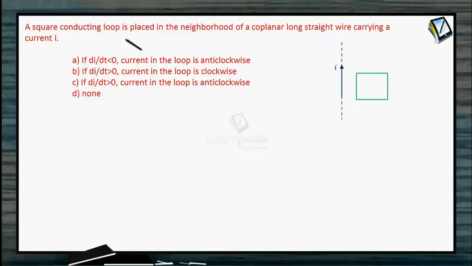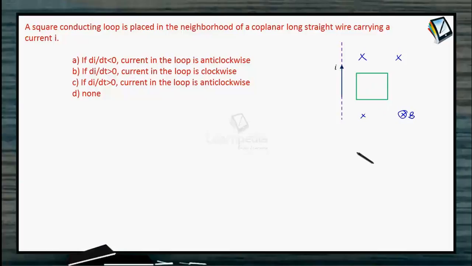A square conducting loop is placed in the neighborhood of a coplanar long straight wire carrying current I. So here it is, a long wire carrying current I, and using the right hand palm rule we can see that because of this current, the magnetic field on this side is going to be inward. So the magnetic field because of the wire is inward at the site of this rectangular coplanar loop.